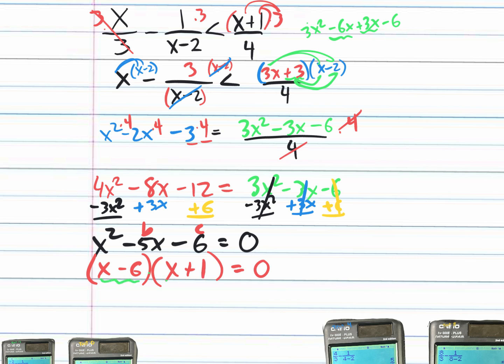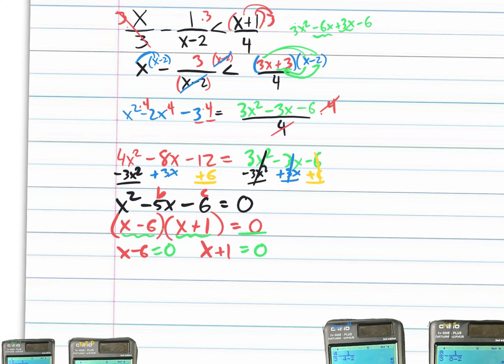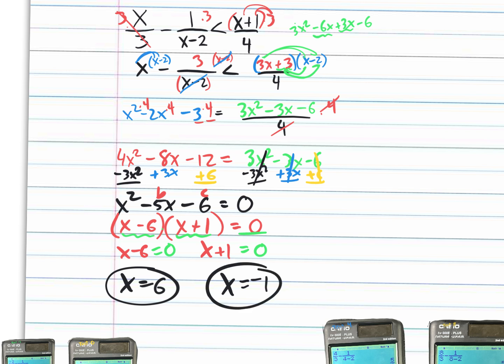So if you have something times something equals 0, that first something, x minus 6, that could equal 0. And also the second something, x plus 1, that could also equal 0. So when you solve both of those, you're going to get 2 answers. x equals positive 6 and x equals negative 1. Maybe. You got to double check and make sure that the 6 doesn't cause that to become 0. It doesn't. That negative 1 doesn't cause it to become 0 either. Therefore, those are your answers.